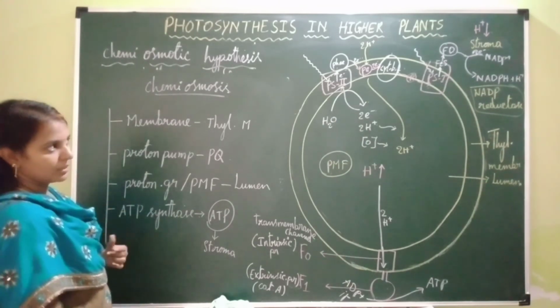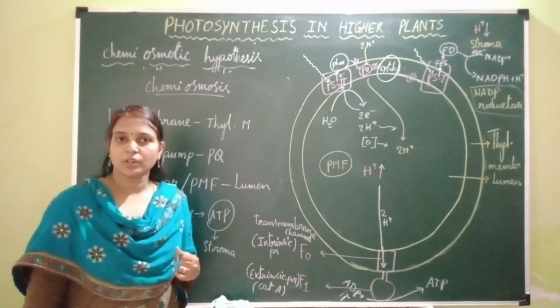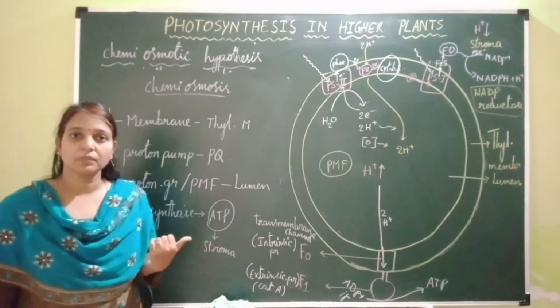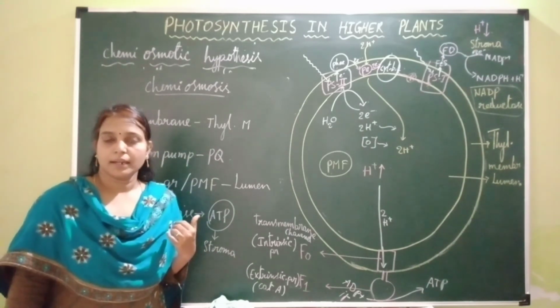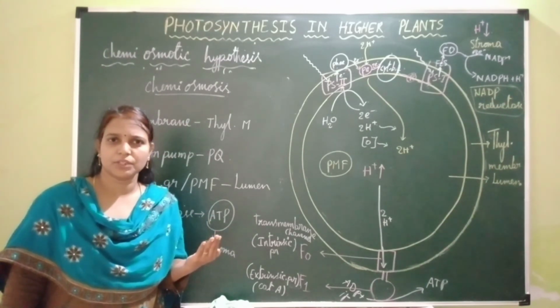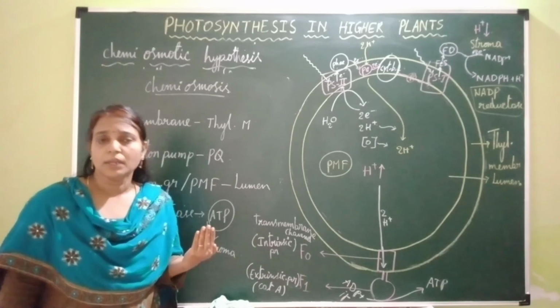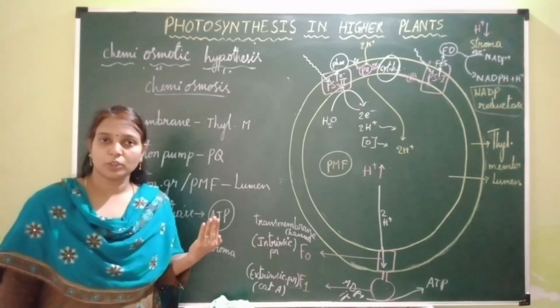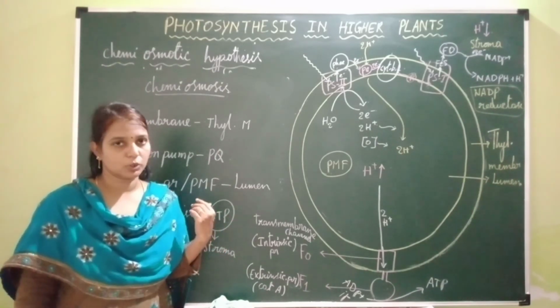So this is all about the chemiosmotic hypothesis. In the next video, I will be explaining about quantum requirement, quantum yield, and NADPH formation: how many NADPH and ATPs are formed per splitting of one molecule of water or two molecules of water.